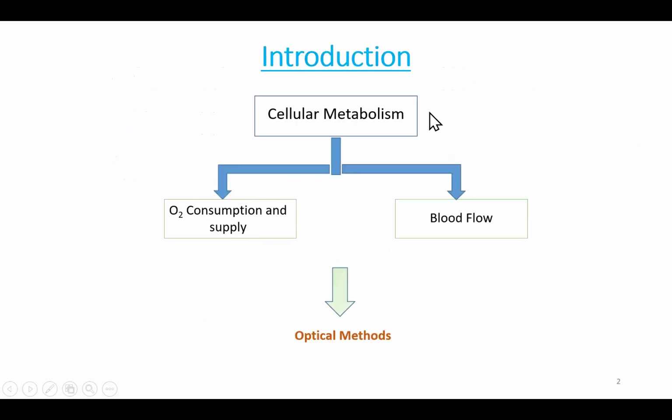Now, for understanding the cellular metabolism, whether it is normal or not, there are two quantities that we are measuring. One is oxygen consumption and supply, and the second one is the blood flow. There are several techniques which measure these two quantities to understand the physiological conditions of the animals. We are generally opting for the optical methods as it is a non-invasive technique.